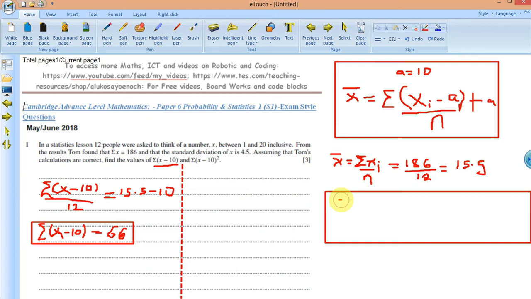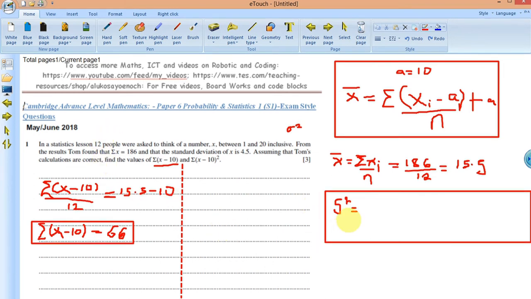Let me just put, I don't know the symbol, can I use s square for my sample variance? Let's use sample variance. If you want to use population variance, that would be sigma square, something like that. But I think just going ahead with sample variance is okay for us. So it's a sample of 12. Okay, so sample variance equals to summation.